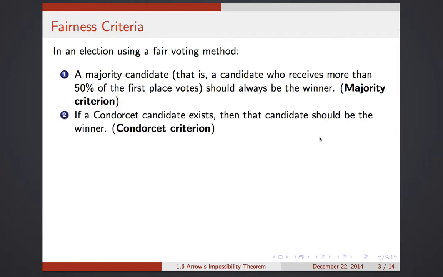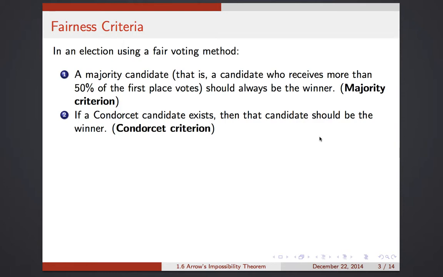Okay, his second criterion is called the Condorcet criterion. And it says the following: if an election has a Condorcet candidate, then that candidate should win. And we've mentioned Condorcet candidates now in 2 different videos, the first one and the one on section 1.5, the one we just finished. And so if you don't remember what that is, you should go back and review it.